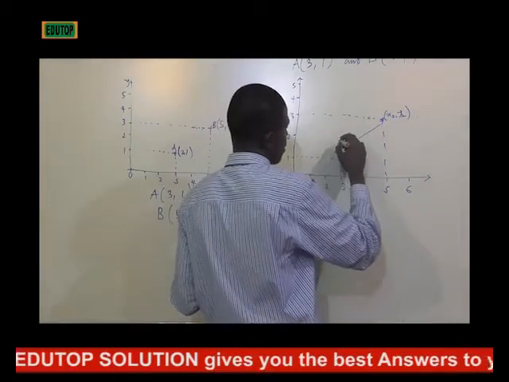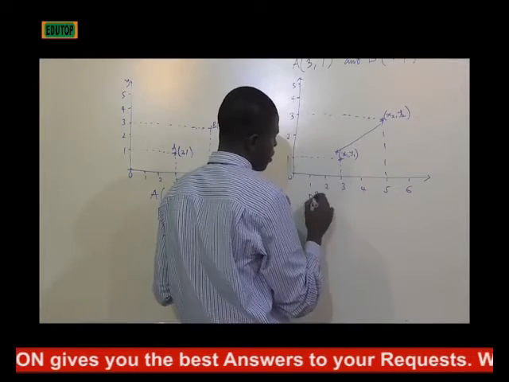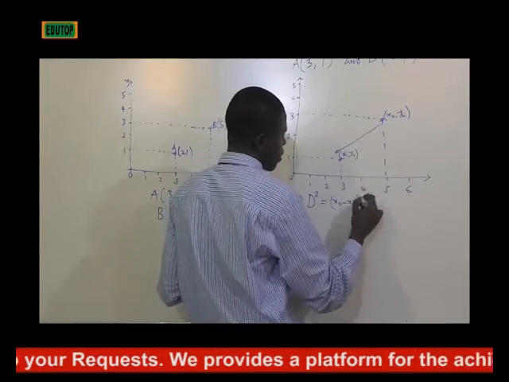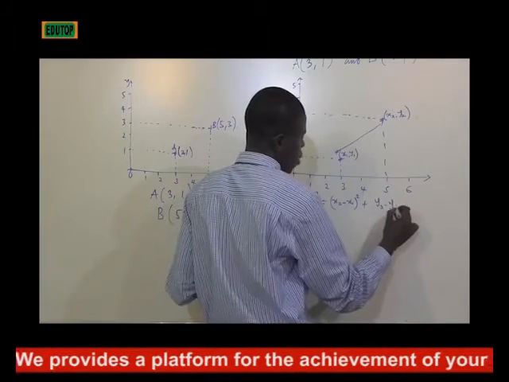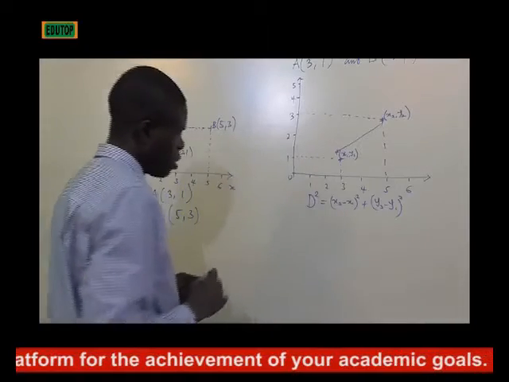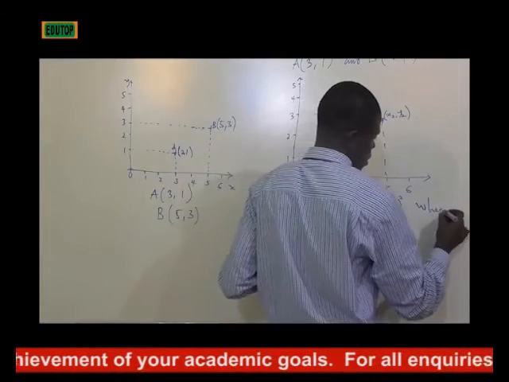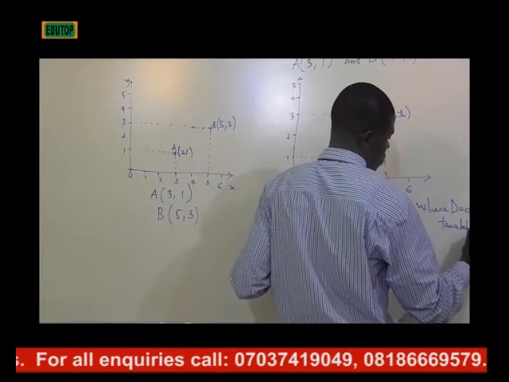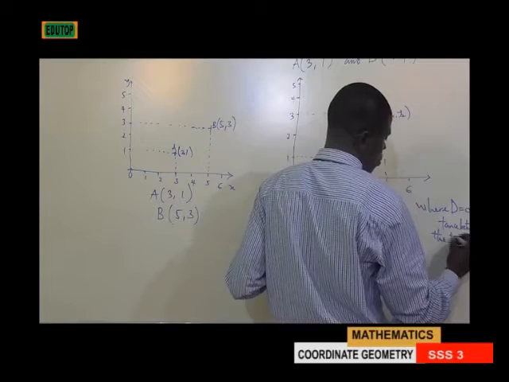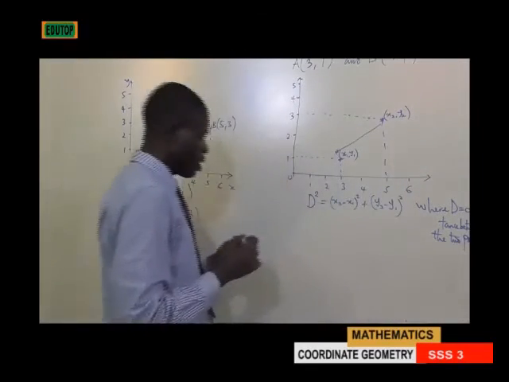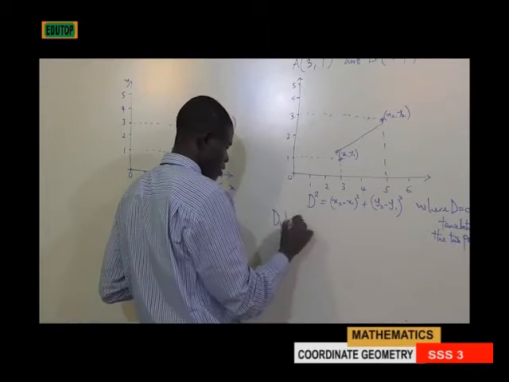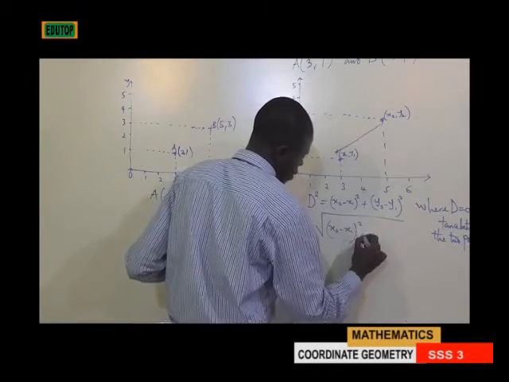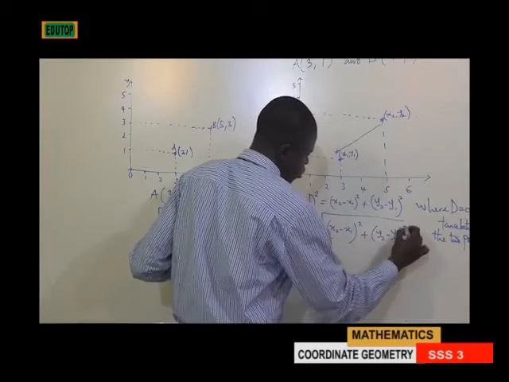The distance will definitely be this square. This square will definitely be x2 minus x1 all square plus y2 minus y1 all square. So here, D is the distance between the 2 points. So automatically this distance, the distance D, can now be written as square root of x2 minus x1 all square plus y2 minus y1 all square.